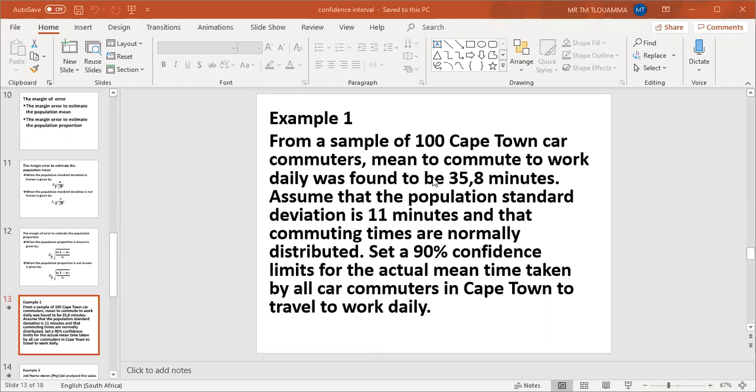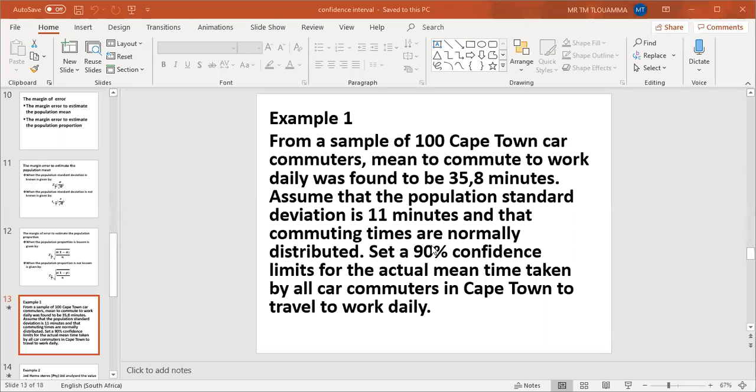Here they also specified a mean, which is 35.8 minutes. Then we have the population standard deviation, which is the sigma, not the S. The S is the sample standard deviation. You must listen to the statement correctly. This is the population standard deviation, meaning it is our sigma, ne? And the commuting times are normally distributed.